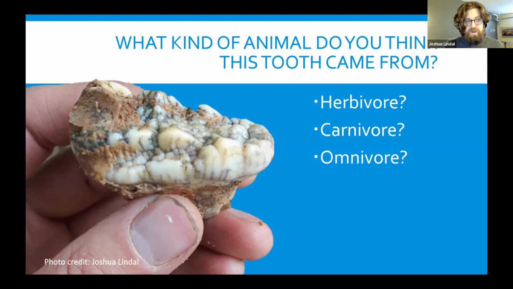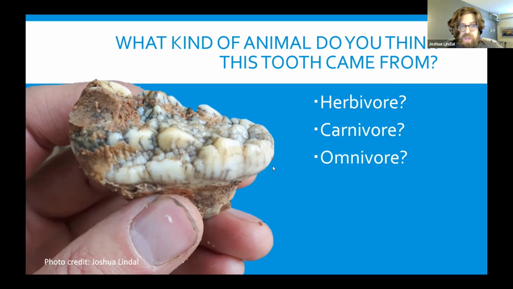All right, hopefully you've had time to add some answers. We'll start moving on here. This tooth does not have a sharp blade for slicing up meat, and it doesn't have fine crests for grinding up plants either. So we can see it's got kind of lumpy cusps on it. So we're going to say that this is a bunodont tooth, which means it probably came from an omnivore.